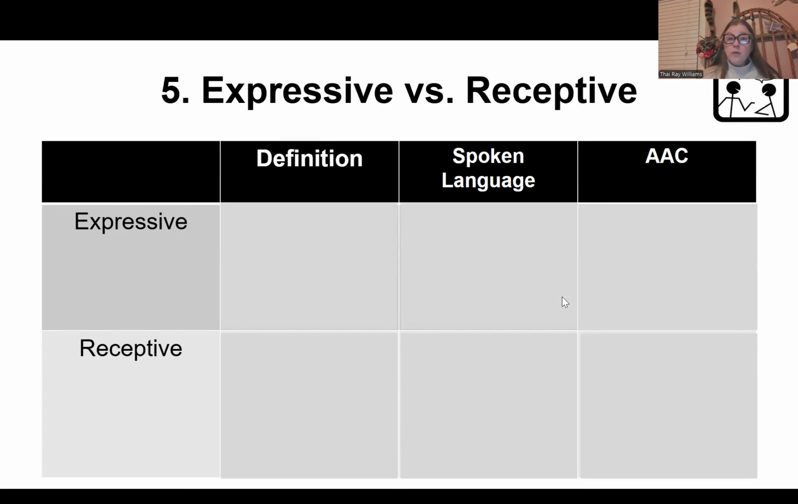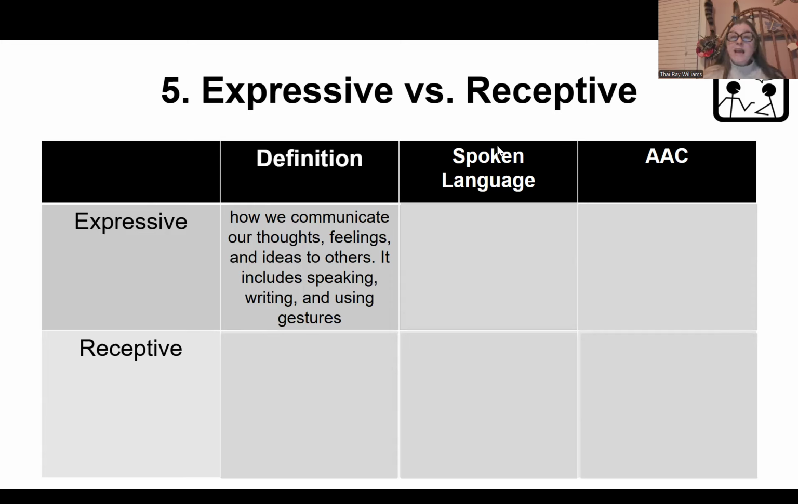All right, so what is expressive communication or expressive language? Well, it's how we communicate. It's how we communicate things like our thoughts, our feelings, our ideas, our knowledge, our wants and needs. And we can express that. That's where expressive language comes from. We can express that through speaking, through writing, through using gestures. We can express it through the use of an AAC device.